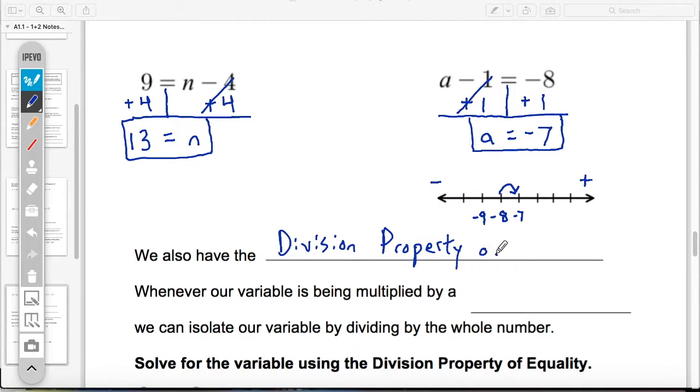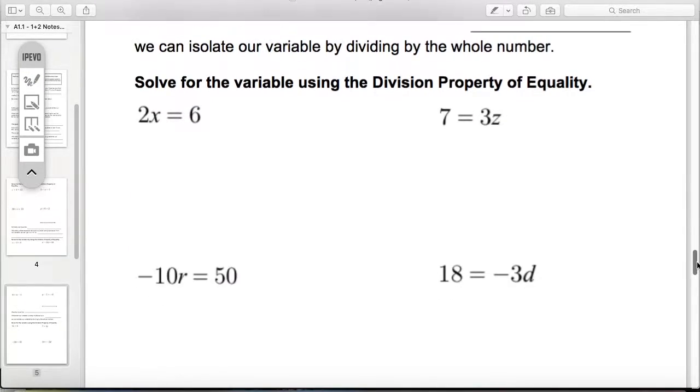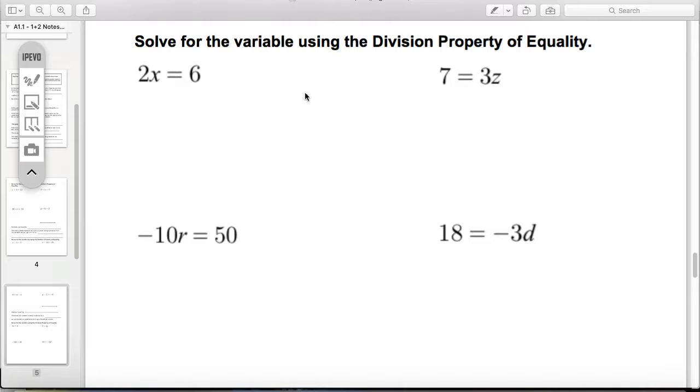Of equality. Okay? So whenever our variable is being multiplied by what we're going to see more often than not is a whole number, we can isolate our variable by dividing by that whole number. So we have multiplication. So how do we undo multiplication? We use division.